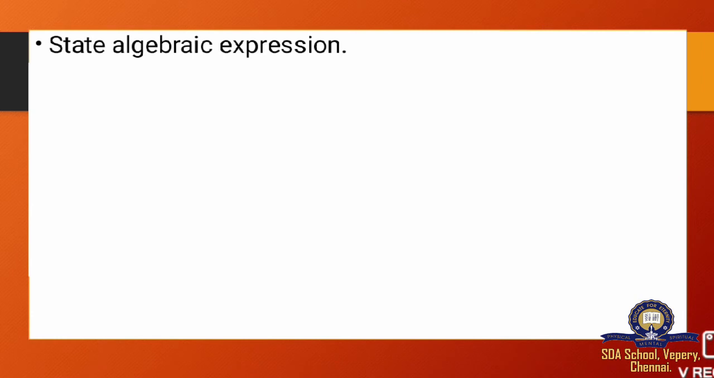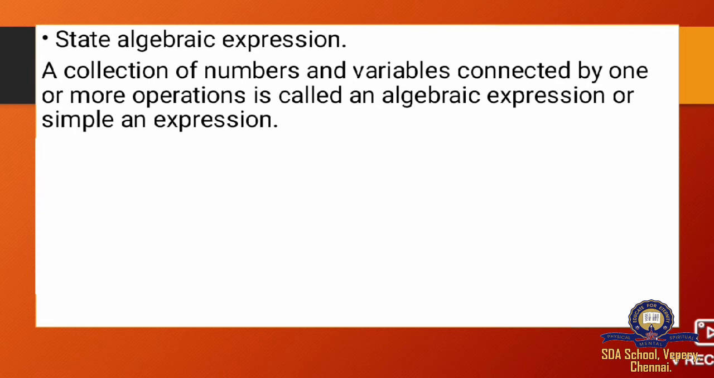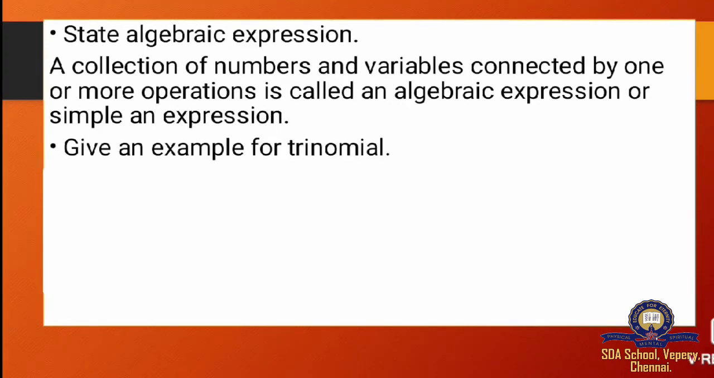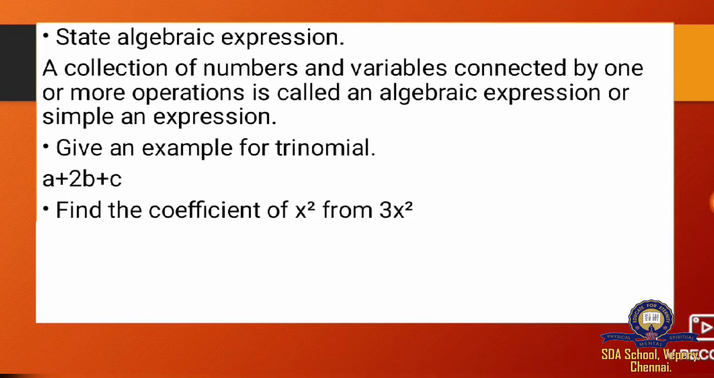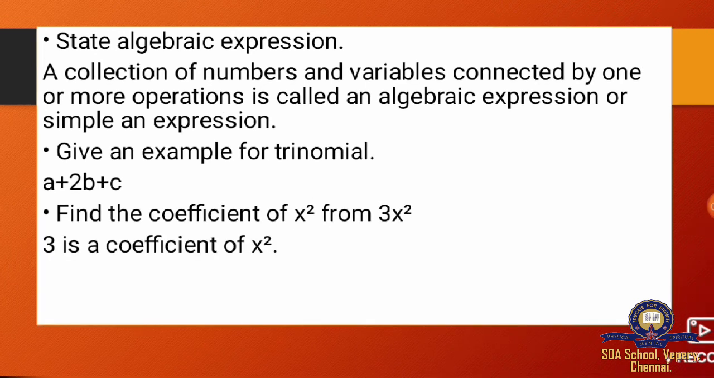In the same way, can anyone state the algebraic expression? Yes, you're right. A collection of numbers and variables connected by one or more operations is called an algebraic expression, or simply an expression. Now, can anyone give an example of a trinomial? Yes, one of the easiest examples is a plus 2b plus c. Now, can anyone find the coefficient of x square from 3x square? Yes, very good. 3 is the coefficient of x square.